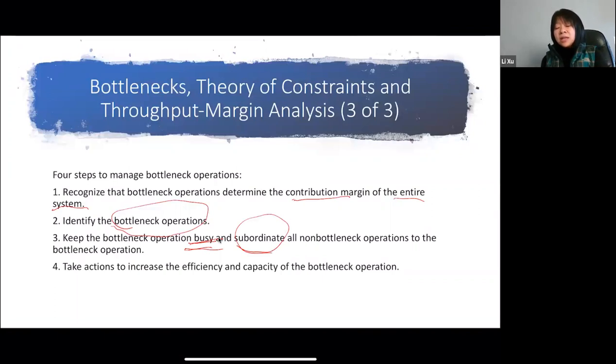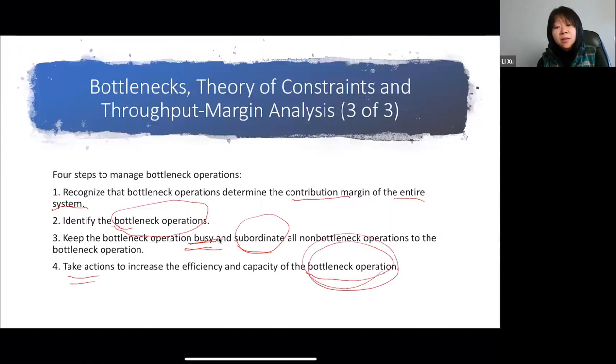So basically, if you have multiple departments or multiple stages of production, you want to see which one is the bottleneck, and you want to maximize the operation in that bottleneck department. For the rest of the departments, they are going to be subordinate departments trying to support the bottleneck department to make sure it operates to its maximum. Okay, and also you want to take actions to increase the efficiency and the capacity of the bottleneck operation.